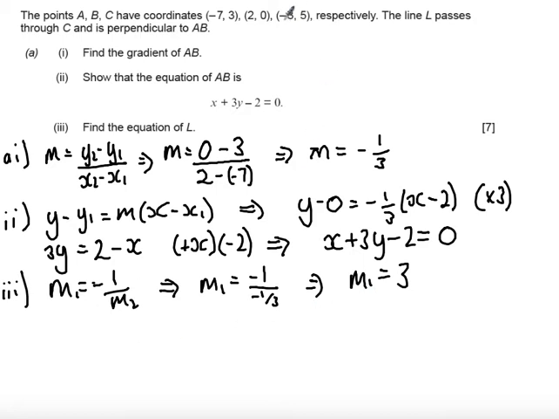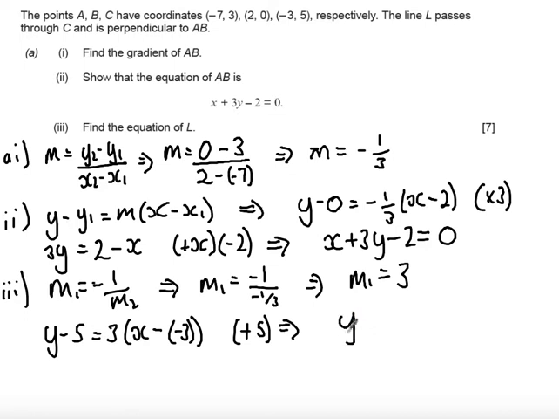So substituting that in using C as my point that the line passes through, I get y minus 5 equals 3 times (x minus -3), so 3(x + 3). I'm just going to expand and simplify that. What I'm going to do is add 5 to both sides so that I get left with y is equal to 3 times x is 3x, 3 times plus 3 because it's a double negative is 9, and then add the 5 from the other side, so y equals 3x plus 14.